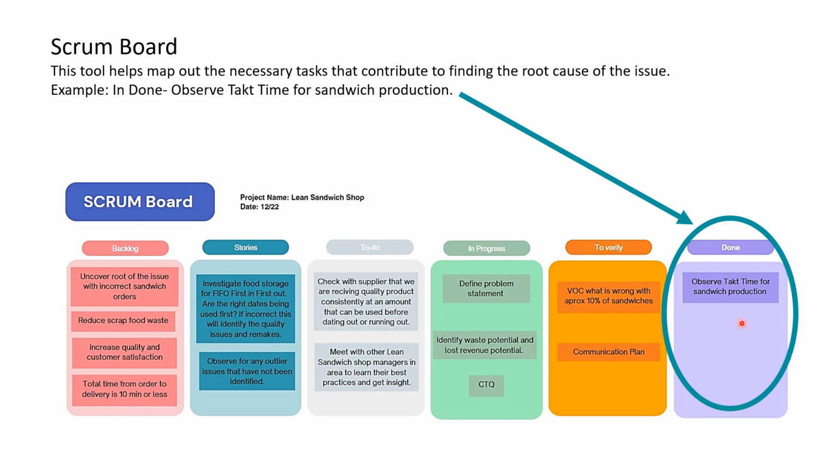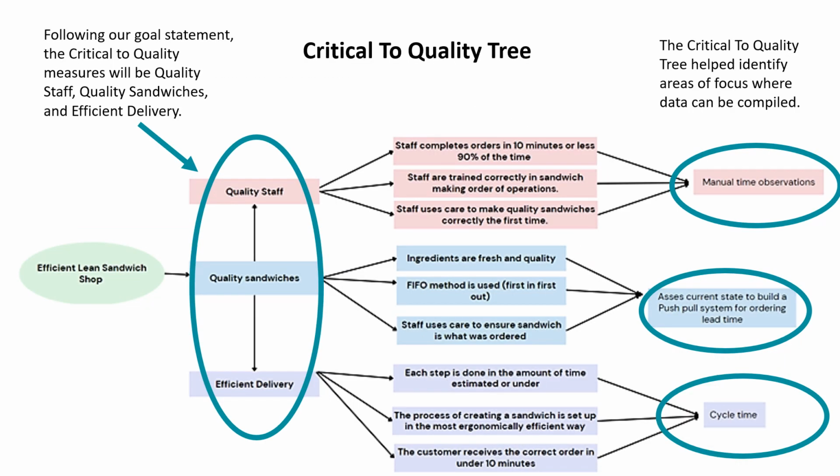Our example is in the done observation, right here: we are observing takt time for sandwich shop production. When we observe the takt time, we can check what we're doing and how long it's taking to do such things. That's what our observation takt time is for, but that's in our done pile. So in this tool example, we're following our goal statement. By following our goal statement, we can look at the critical to quality measures, and those things will be quality staff, quality sandwiches, and efficient delivery.